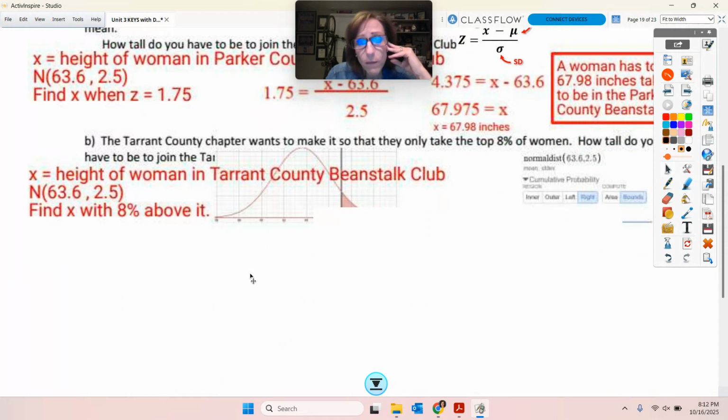On the other problem, we were given a z-score. Here, we're not given a z-score. We are told top 8%. So they are telling me a percent instead of a z-score. So here's a picture. I want to find this cutoff value, this x, with this top 8%. So that's what's happening. So this actually can be done with DESMOS. Yay! So let me show you that.